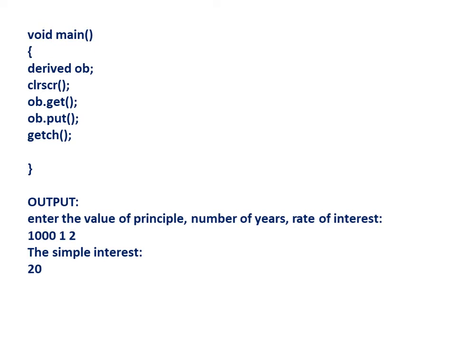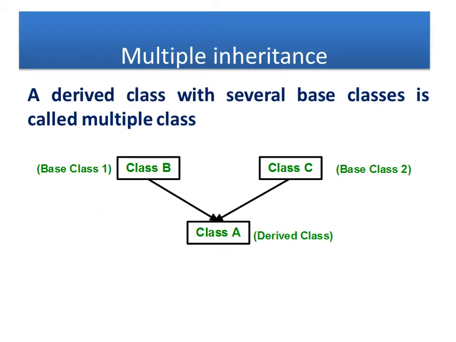So in single inheritance you have to remember only one thing. Here you will have one base class and one derived class. So next we shall do multiple inheritance. Here the derived class is going to be created from two or more base classes, or from multiple classes. We call it multiple inheritance.